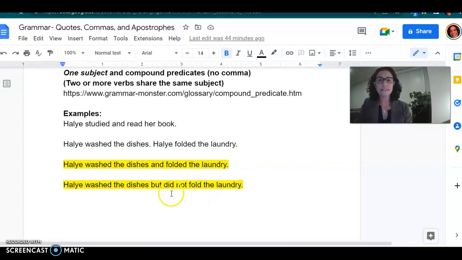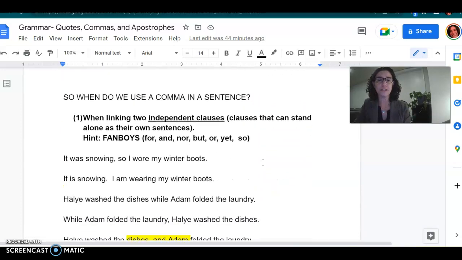So when we look at sentences like this, what do they all have in common? One subject. In every one of these examples, there's just one me and two predicates. But we still don't have any commas. Do you think any of these sentences need a comma? Probably not. But let's complicate these sentences a little bit more if I scroll down.